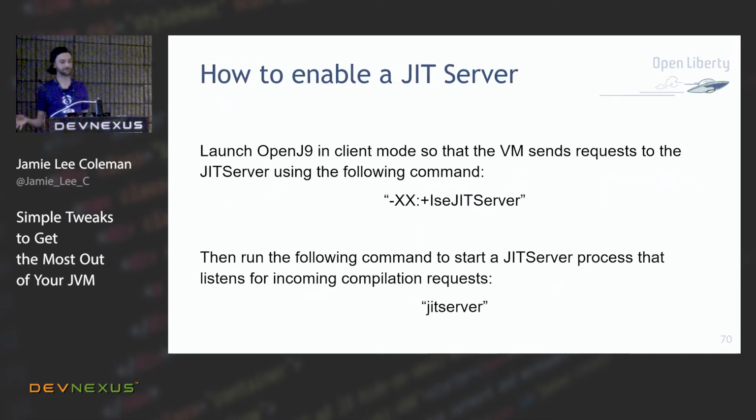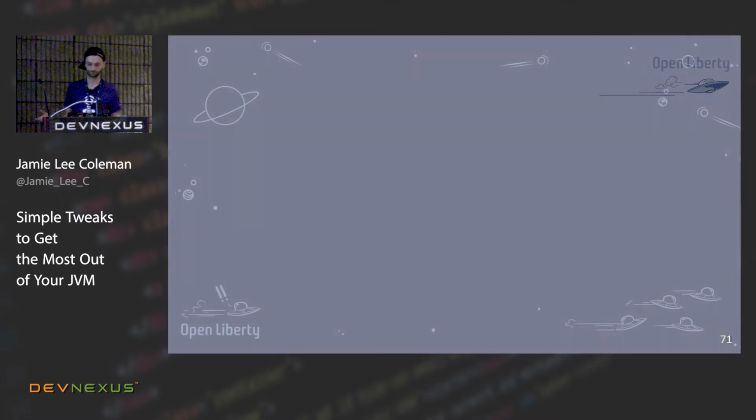It's very easy to enable a JIT server. A VM sends a request to a JIT server, so you can just enable the JIT server on one machine, and then use the following commands to start the JVM on a different one. And again, you can pass this in as environment variables to your JVM, so very, very simple to do.